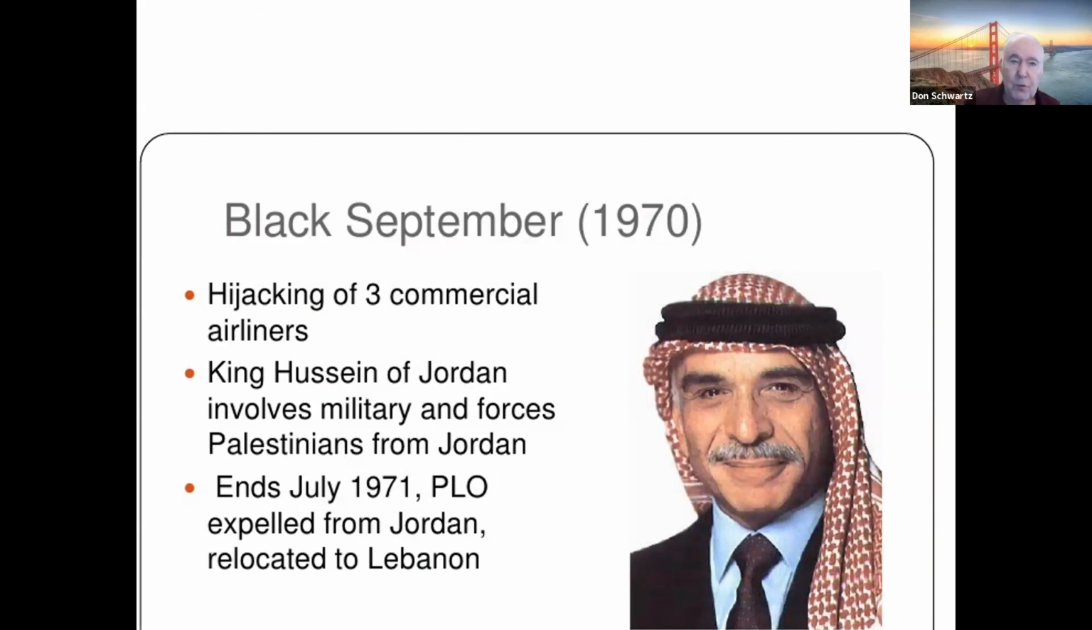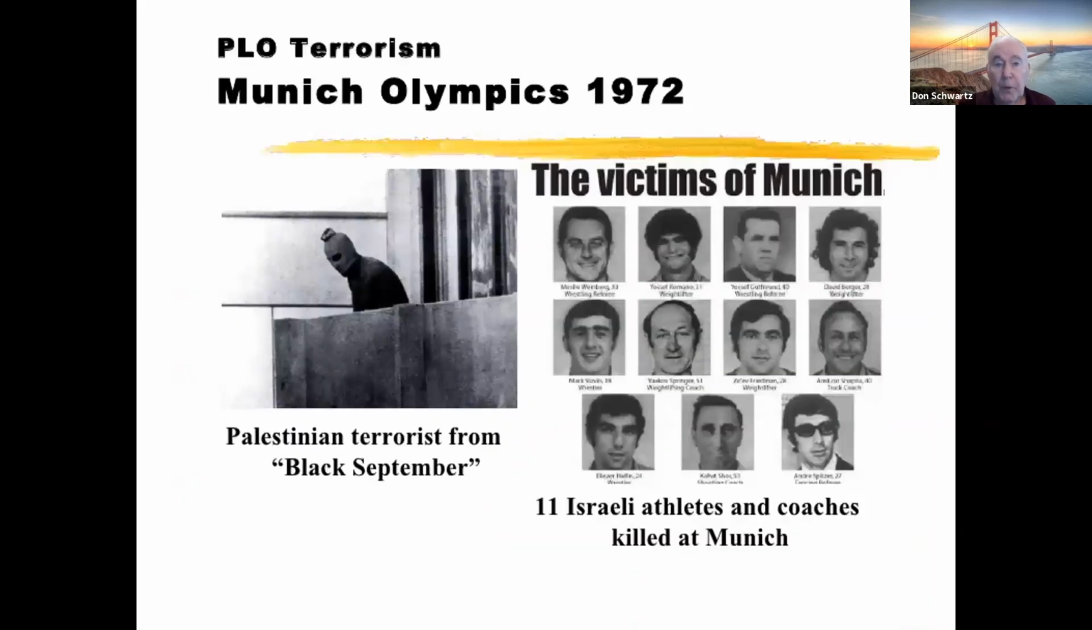And that threw Jordan into a brief civil war in which 3,000 people were killed. In the end, Palestinian fighters were forced to flee to Lebanon. And so they referred to this debacle as Black September. During the 1972 Olympic Games in Munich, a Palestinian group calling itself Black September killed 11 Israeli athletes in one of the most publicized and most vicious terrorist attacks against Israel.